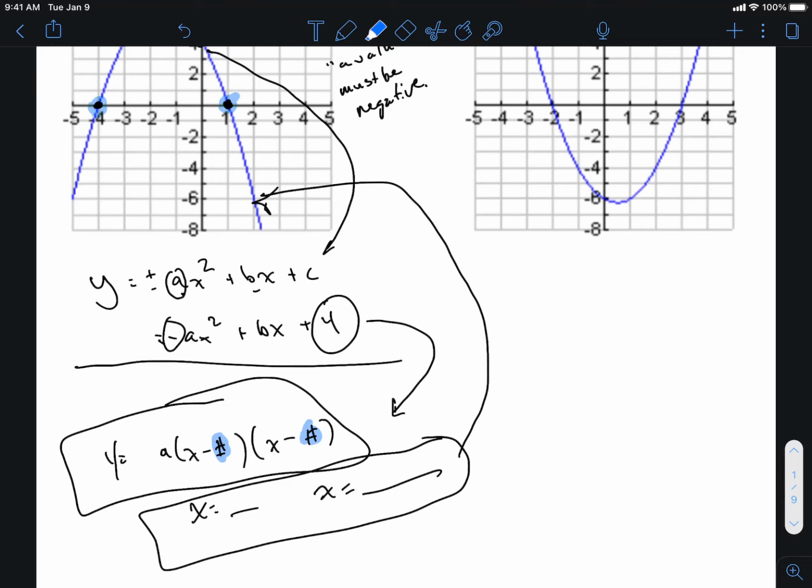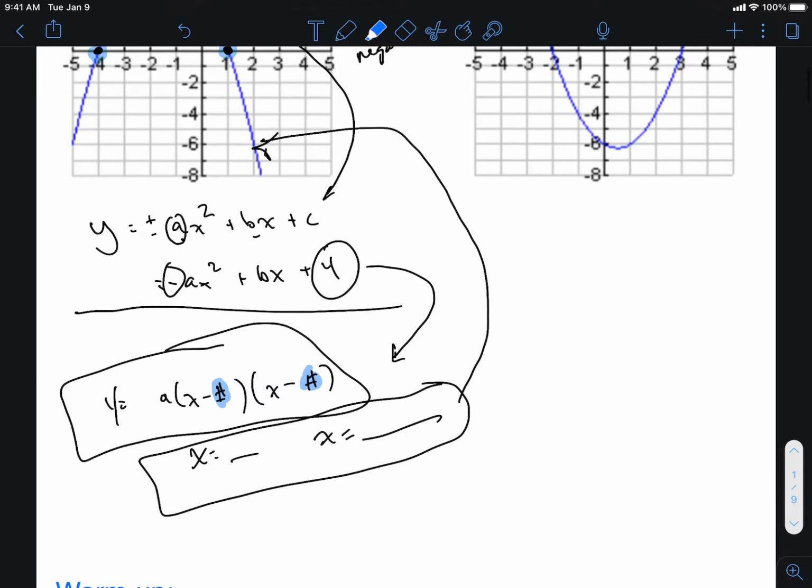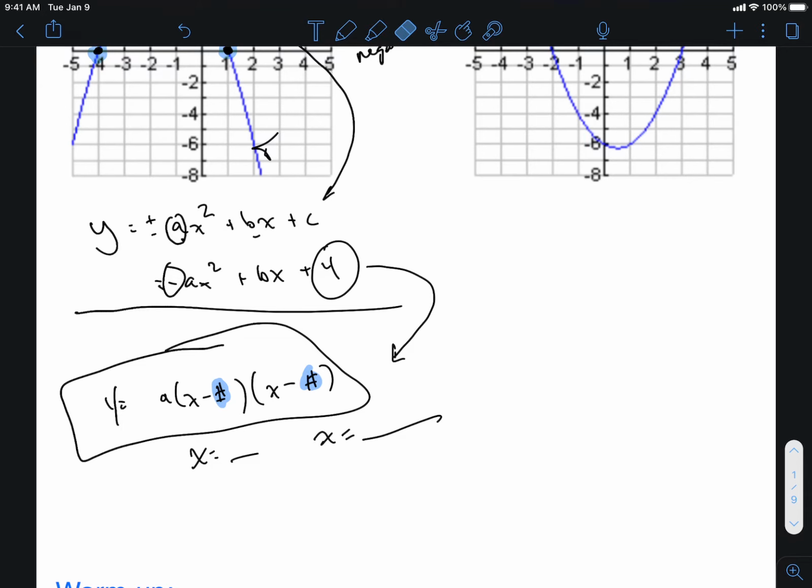So our job here, when I provide a graph and I can clearly see what the x-intercepts are, is to put them in there, whatever the numbers are. Okay, and then I just have my equation.